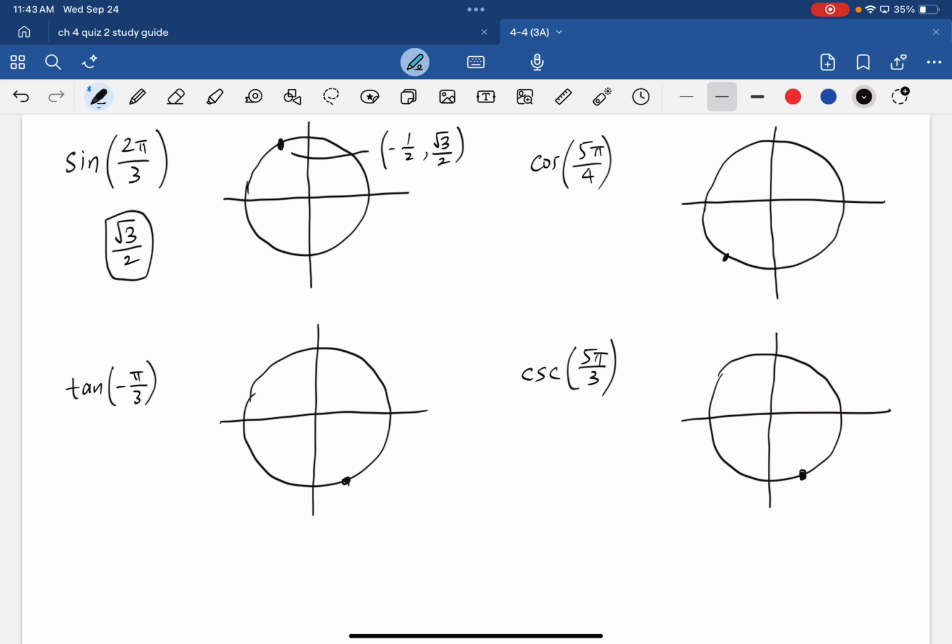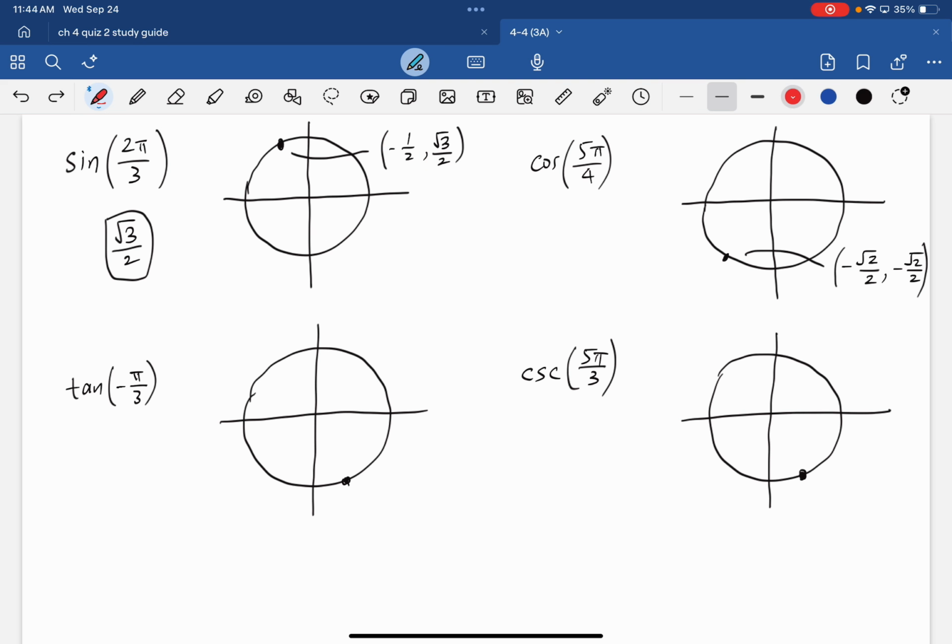Any questions so far? For the first one, Mr. Nye, how do we know it's root 3 over 2 and not negative 1 over 2? Because the sine is always the y coordinate, right? Remember, cosine is the x coordinate. So this would be cosine, and this is going to be sine.